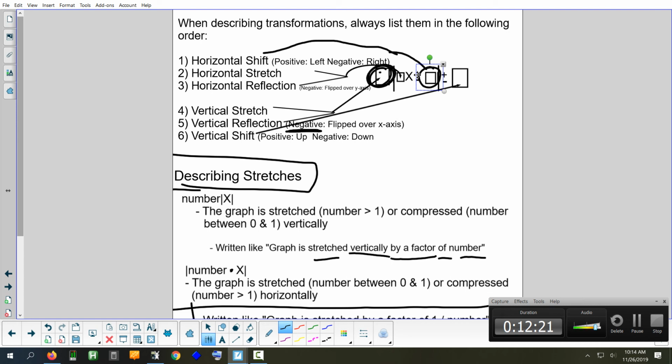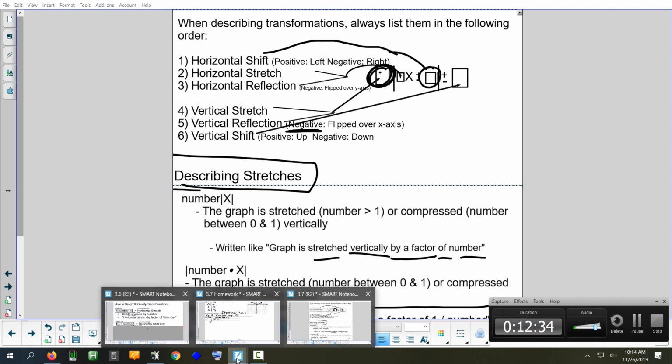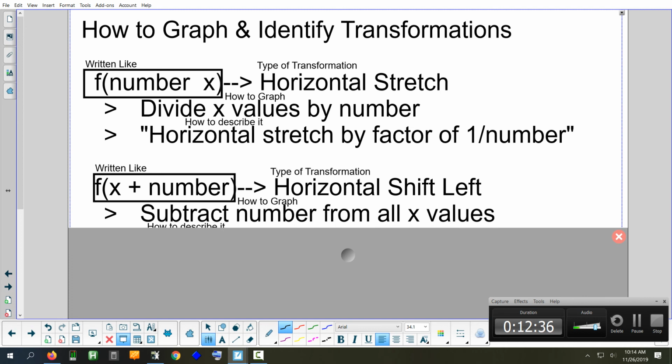When you add a number to x, that's a horizontal shift. And if you add, which way does it move? Left. So adding a number shifts it left.